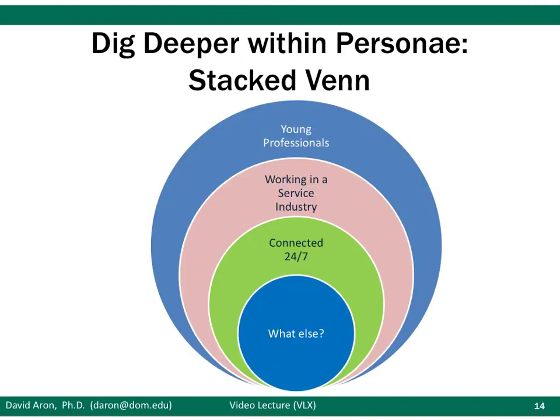With that in mind, let's now move over to the stacked Venn diagram. We're going to focus on the yuppie, the young professional, and dig deeper. Not just anybody who qualifies under this description of being a yuppie, but somebody who's working in the service industry, to narrow that down, someone who feels that they've got to be connected 24/7, and then what else? How else could we continue to hone in on this particular customer?